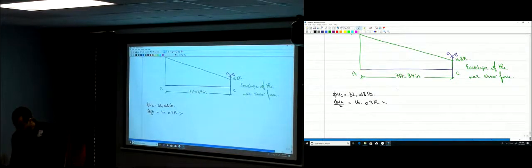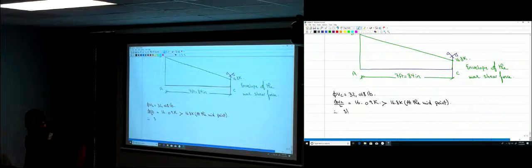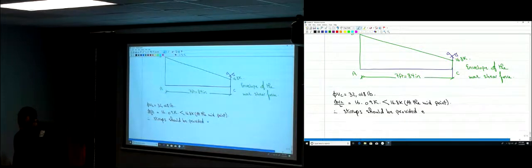This is larger than the 16.8 K at the midpoint. What does this mean? It means that stirrups... 16.09 or 16.9? 16.09. Yes, yes. So again, stirrups should be provided everywhere. You cannot stop the stirrups.